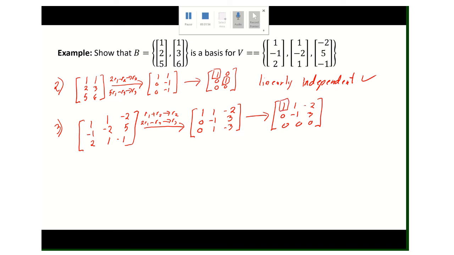So what do I have? There's my leading entries. I'm in echelon form now. So that means that my dimension of V is equal to 2. It is the same as the number of entries in my basis. So B is a basis for V. And we're done. It matches the 3 conditions.